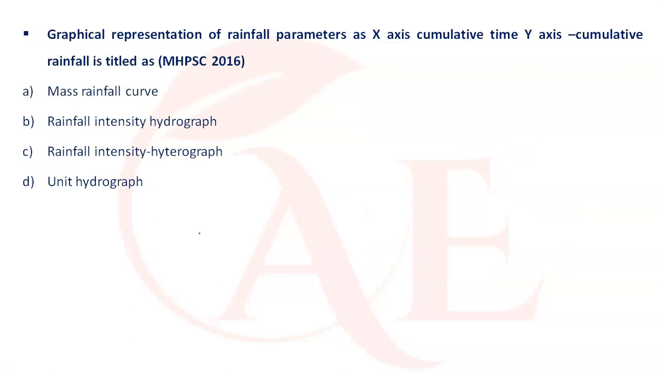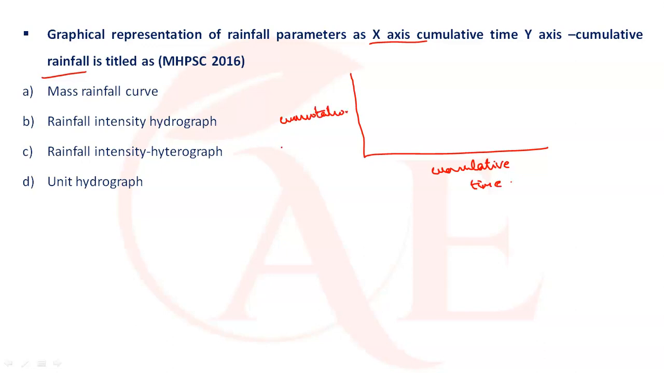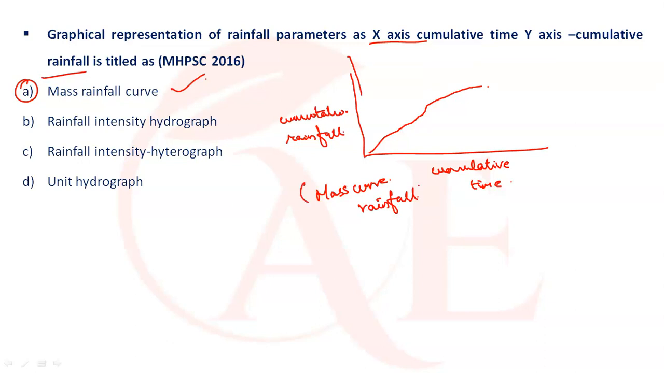Next question. The graphical representation of parameters with x-axis as cumulative time and y-axis as cumulative rainfall is titled as what? See here, this is cumulative time, and this represents the cumulative rainfall. So this graphical representation is the mass curve of rainfall, or mass rainfall curve. We have already studied in a previous slide what a mass curve of rainfall is: rainfall intensity over time in chronological order.